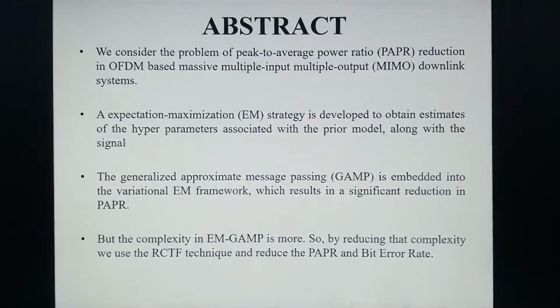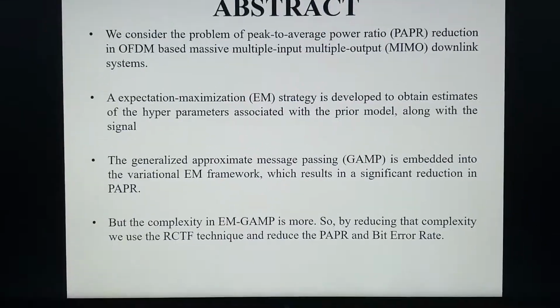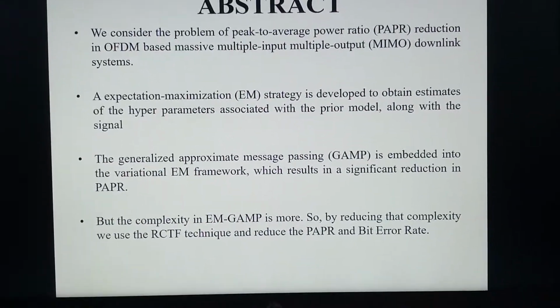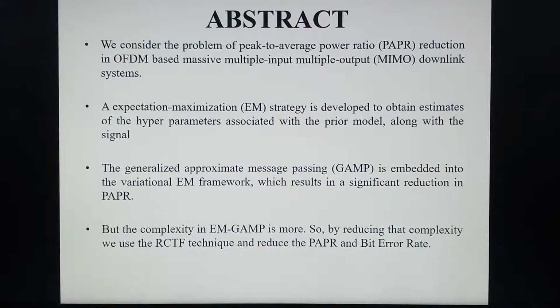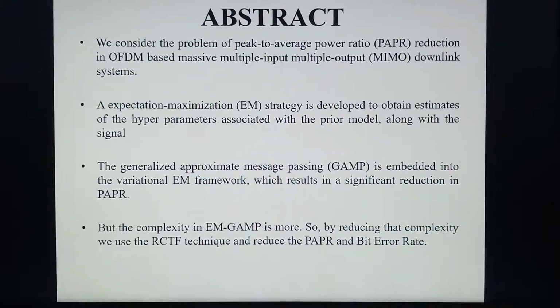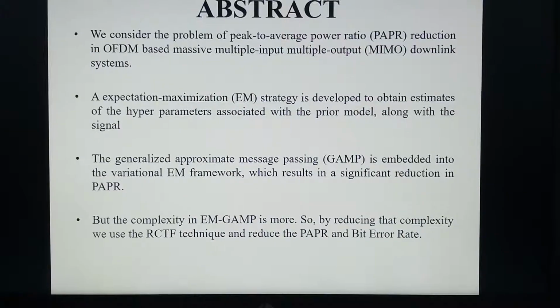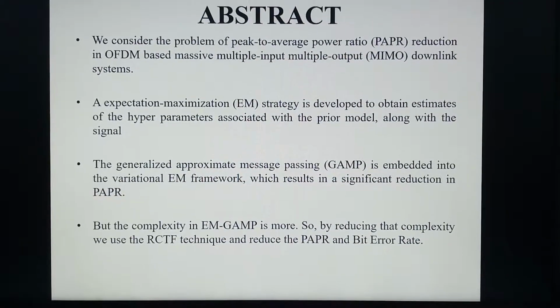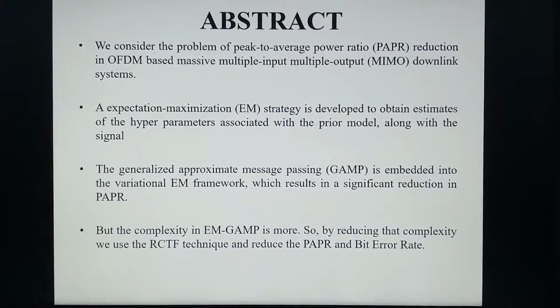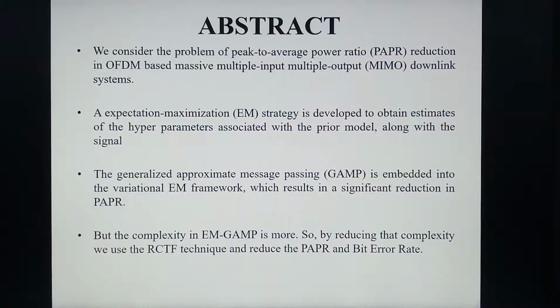Abstract. In this, we consider the problem of peak to average power ratio in massive multiple input multiple output and downlink systems. Here we have two systems, the uplink system and the downlink system. Downlink means satellite to ground communication, and uplink means ground to satellite communication.